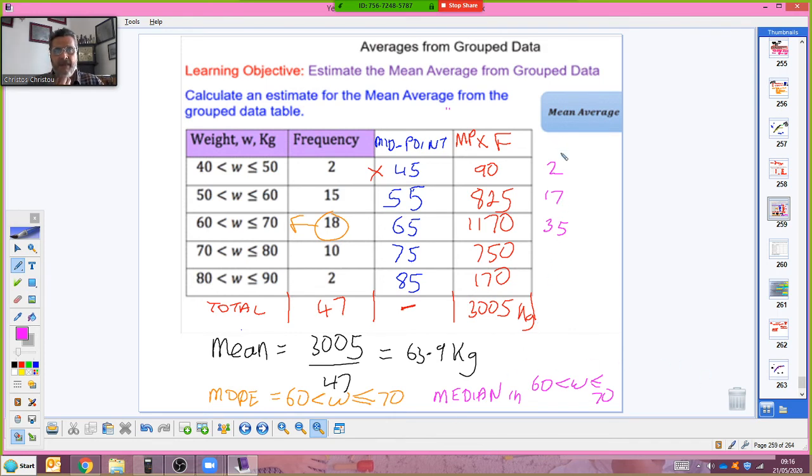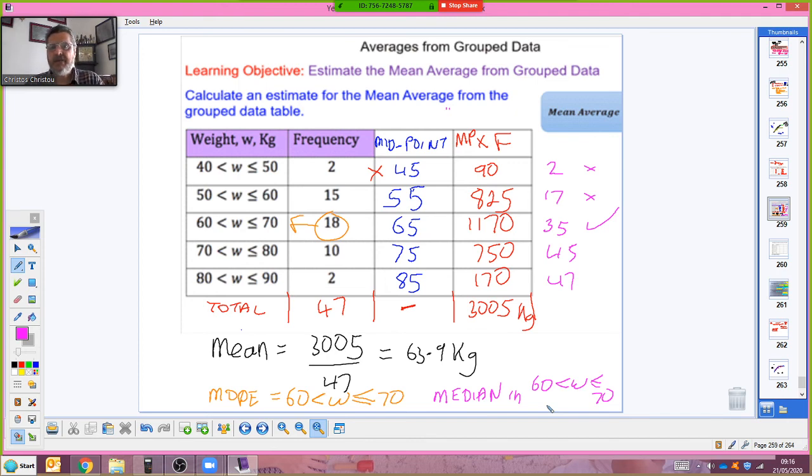Now please note, this colour matches that and nothing else. And I want to keep adding these anyway, just for completeness. 45 plus 2 is 47. So I've gone from 0 to 47, and the middle student is going to be bang on the 24th one. And the 24th one is not here, it's in there. So just read the class, 60 to 70, and you've got to write it like that, otherwise I'll mark it wrong.